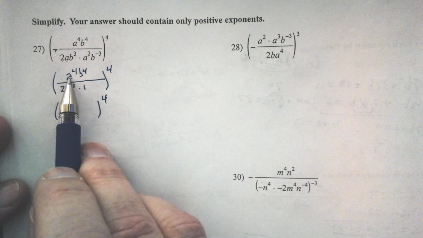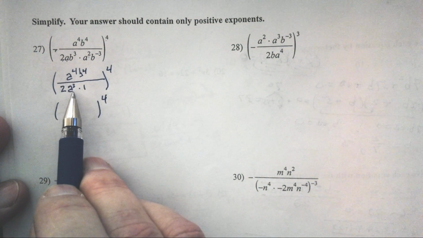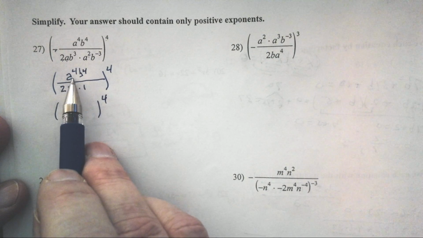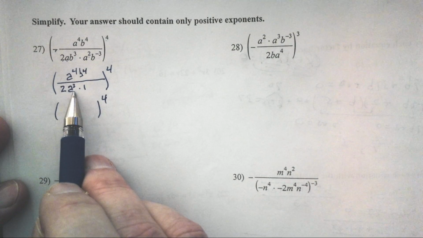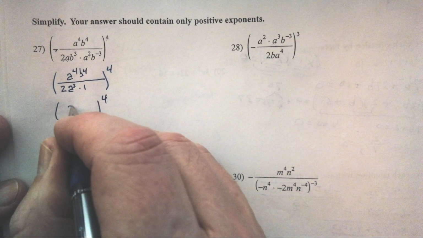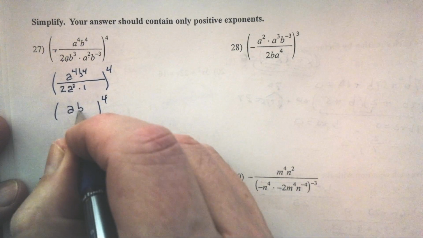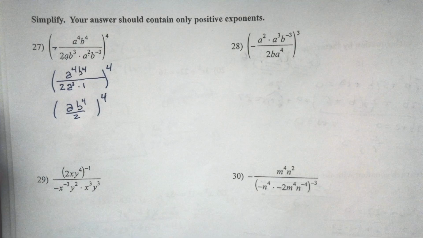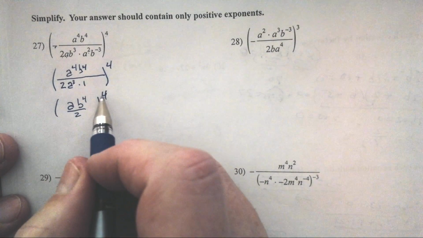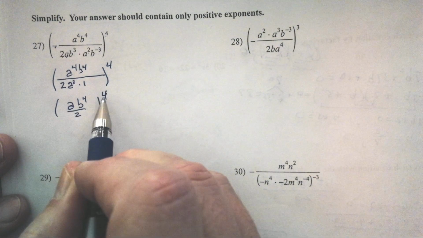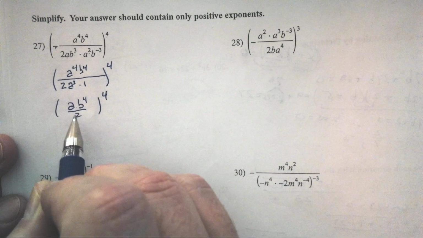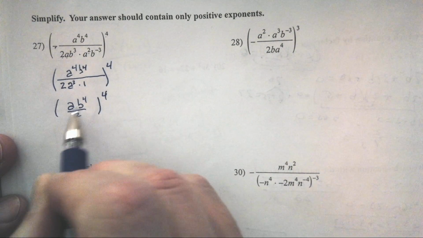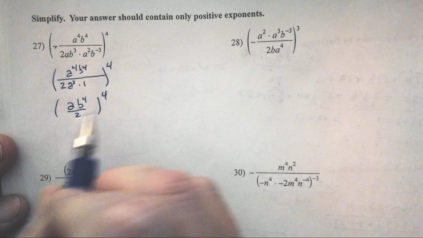I can do one more step of simplifying. I have 4 factors of a in the numerator, 3 factors of a in the denominator, so 3 of these can cancel 3 of these, and I'm left with just a single a in the numerator, b to the fourth, over 2. And now I can just say this thing to the fourth would be like a b to the fourth over 2 times a b to the fourth over 2 times a b to the fourth over 2 times a b to the fourth over 2.